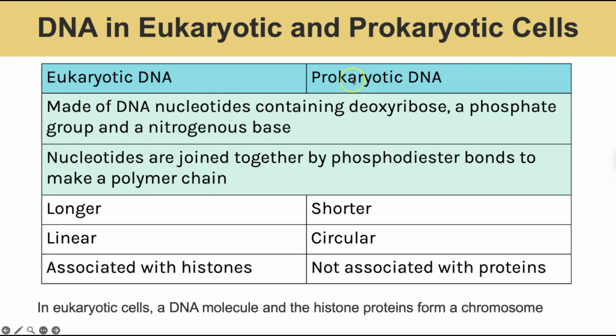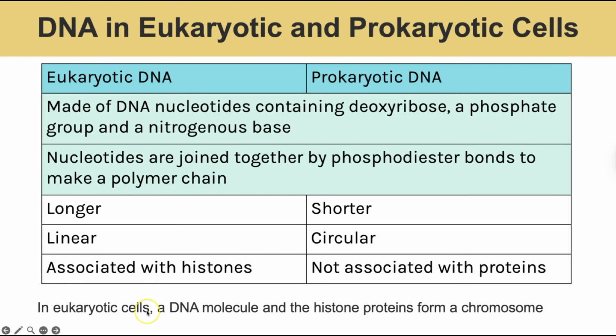So eukaryotic DNA and prokaryotic DNA both are made up of DNA nucleotides. That means they both have nucleotides that contain deoxyribose, the pentose sugar, a phosphate group, and those nitrogenous organic bases. The nucleotides are joined together by phosphodiester bonds still, but the differences are eukaryotic DNA is longer than prokaryotic DNA. It's linear in shape, whereas it's circular for prokaryotic DNA, and it's associated with histones in eukaryotic DNA and not associated with histones in prokaryotic DNA.